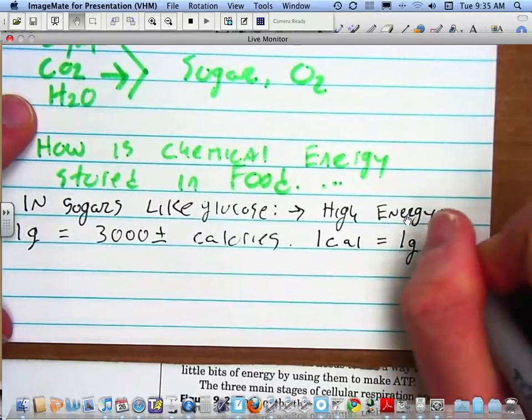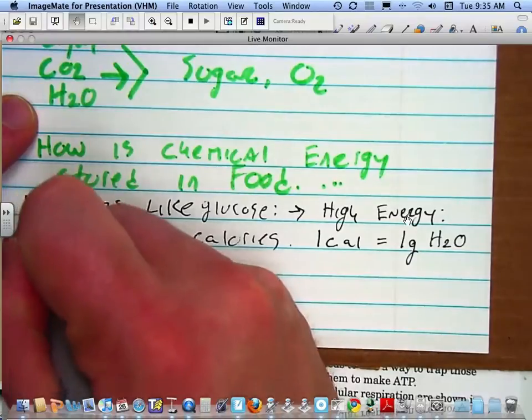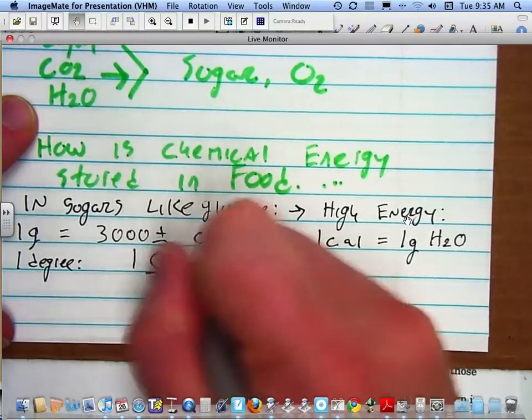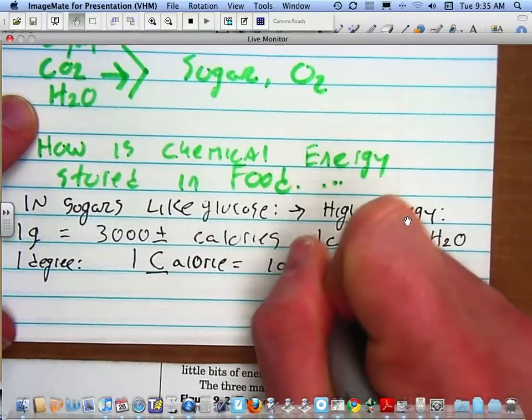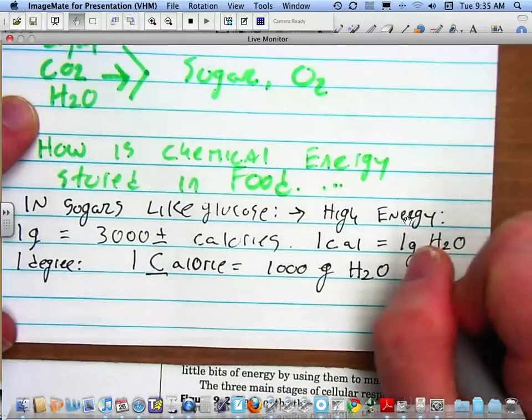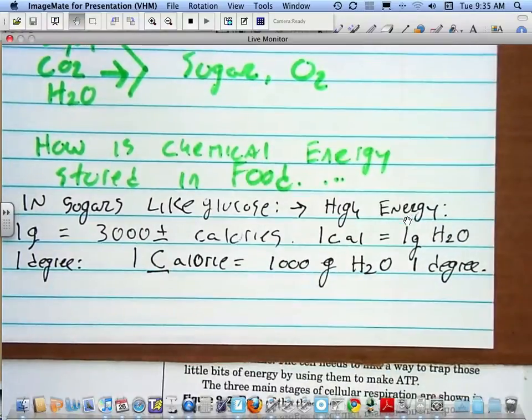1 gram of water, 1 degree. 1 big calorie equals 1,000 grams of water, 1 degree. Okay? What else? Is there anything else?